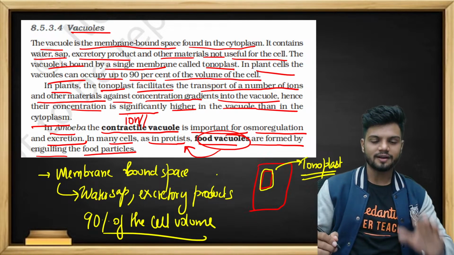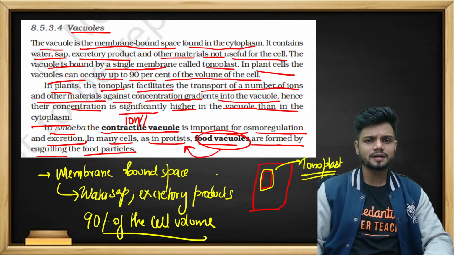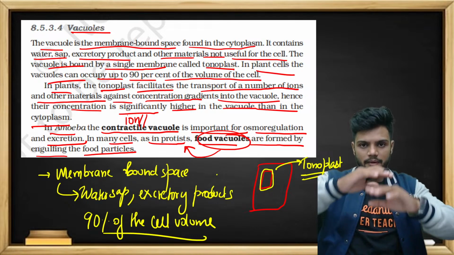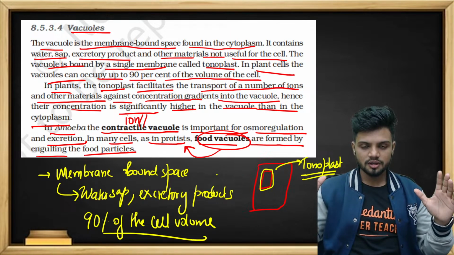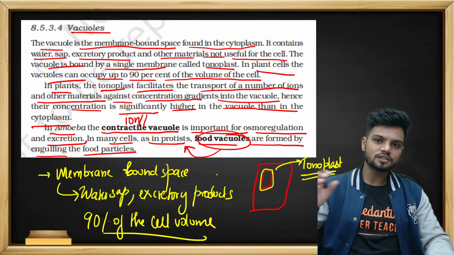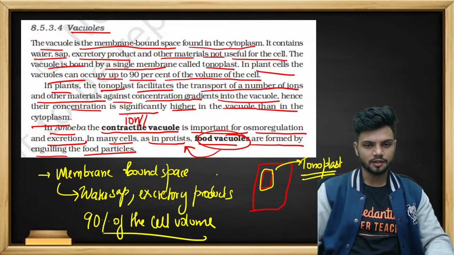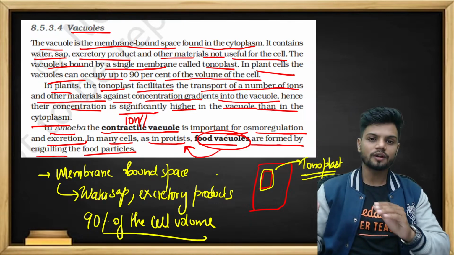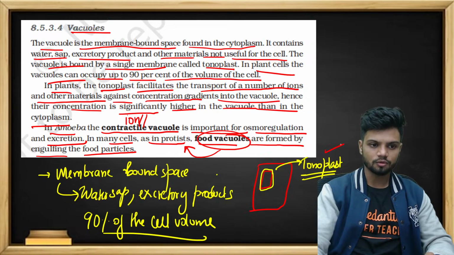So vacuoles, let me revise everything. In the case of plants, the vacuole is membrane bound and very large. Its function is a dustbin. All the waste material is stored inside the vacuole. The vacuole has an outer layer called the tonoplast.